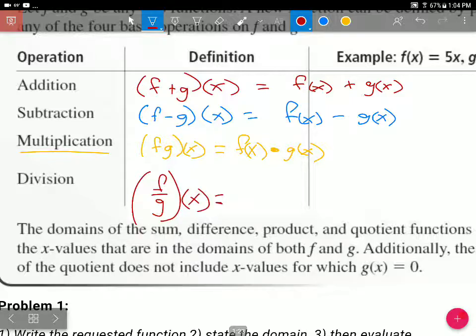Last but not least, if you have f over g of x, what are you going to do to them? Divide them. Which one goes on top? F, because it's on top here, so it goes up. If the g was on top, the g would be on top. Just like if I was subtracting, the f would go second. That sort of thing.